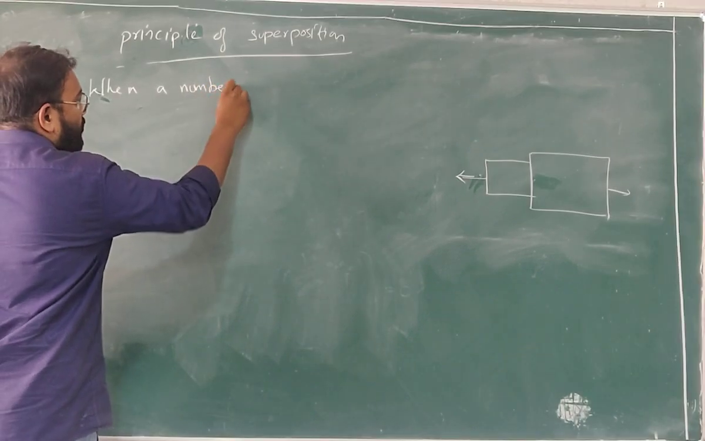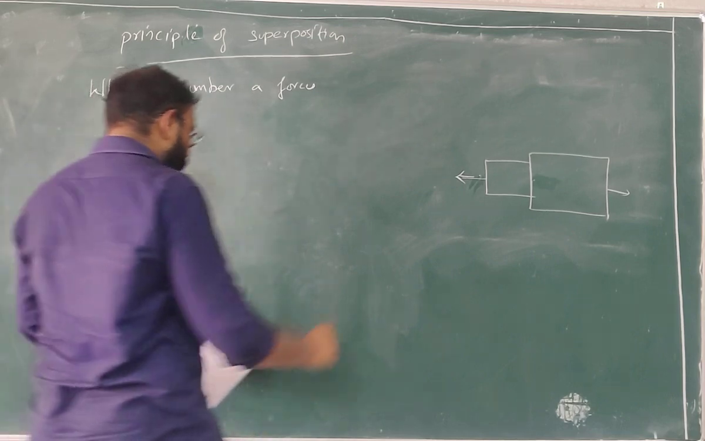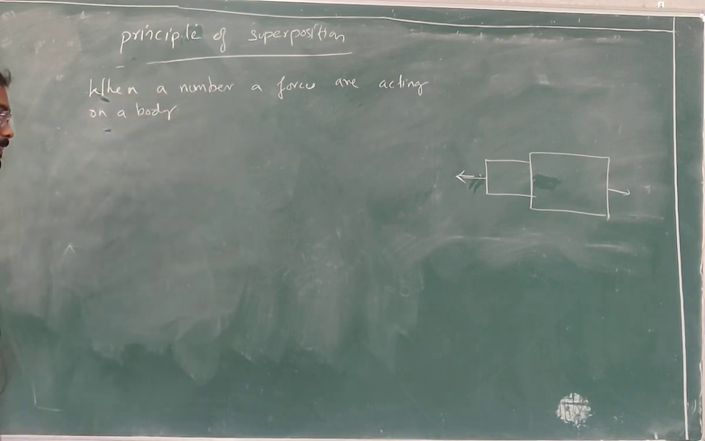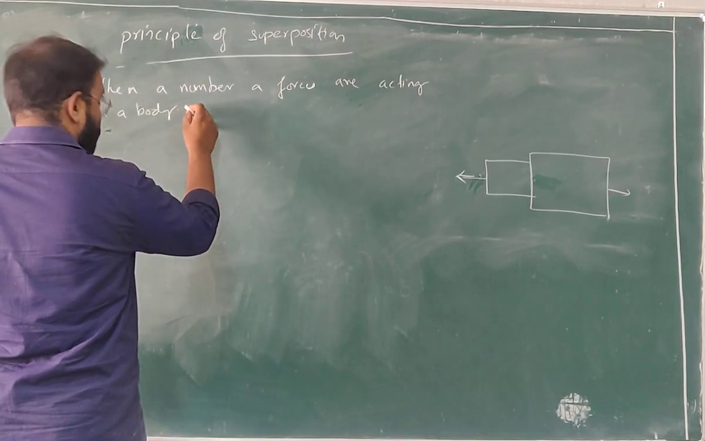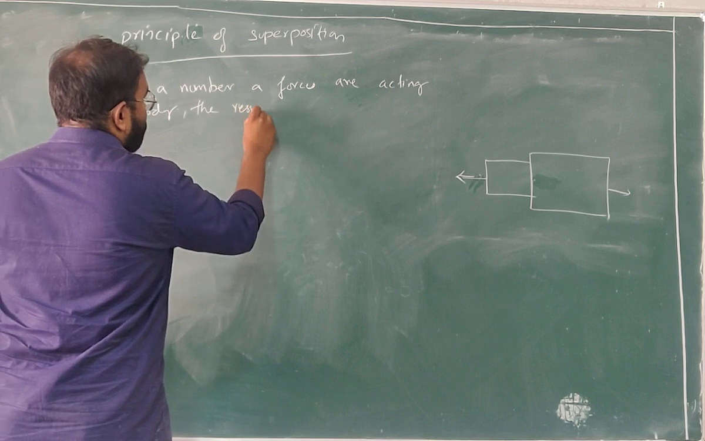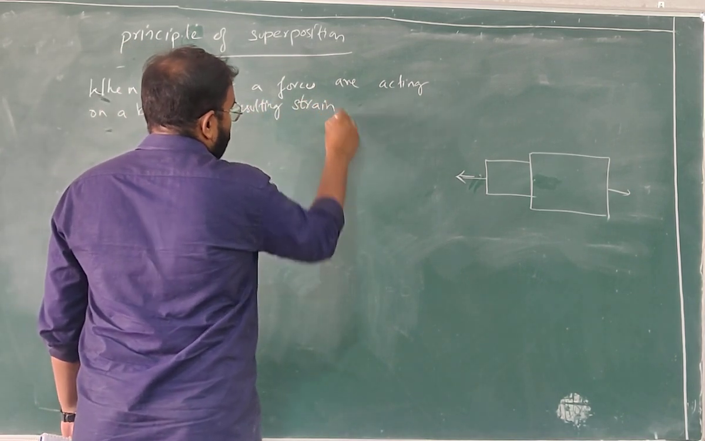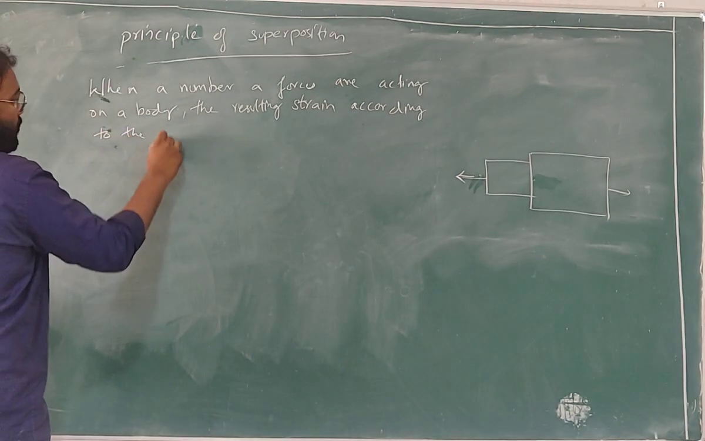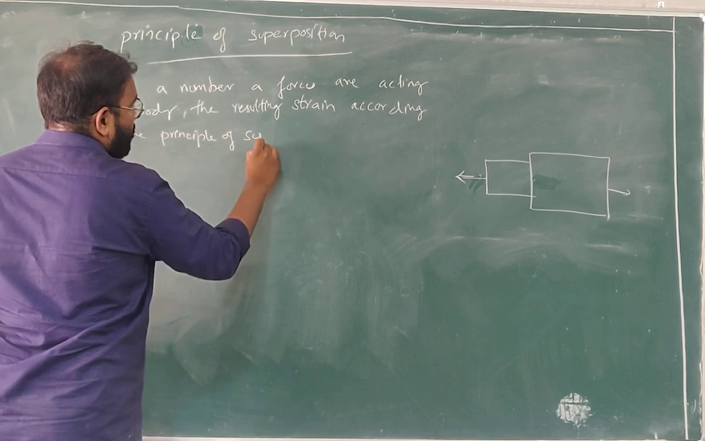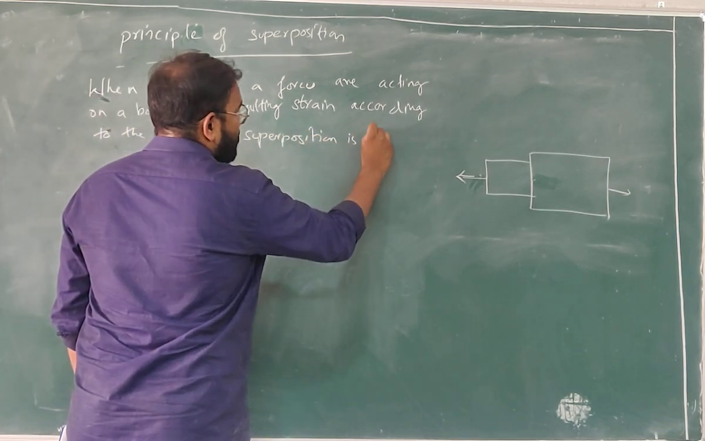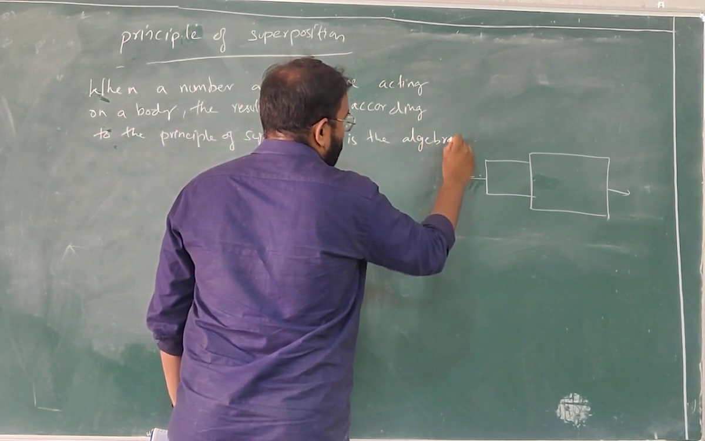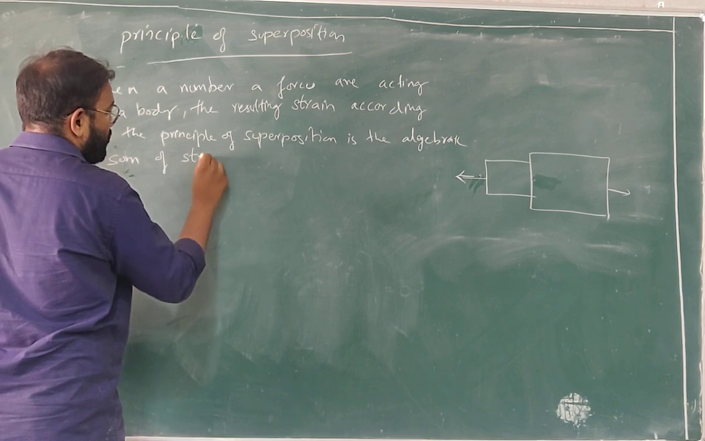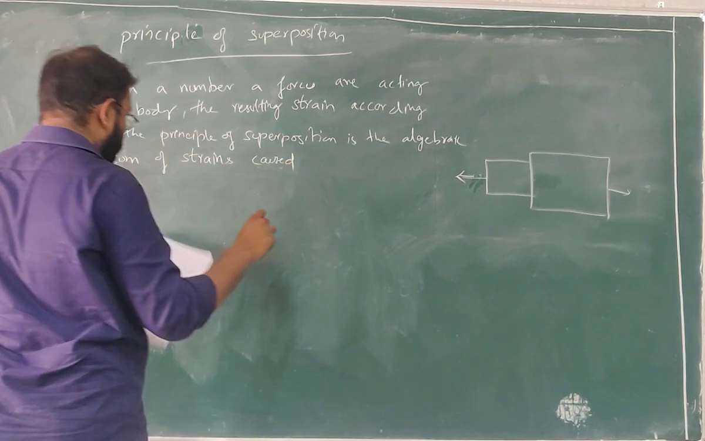When a number of forces are acting on a body, the resulting strain according to the principle of superposition is the algebraic sum of strains caused by individual sections.